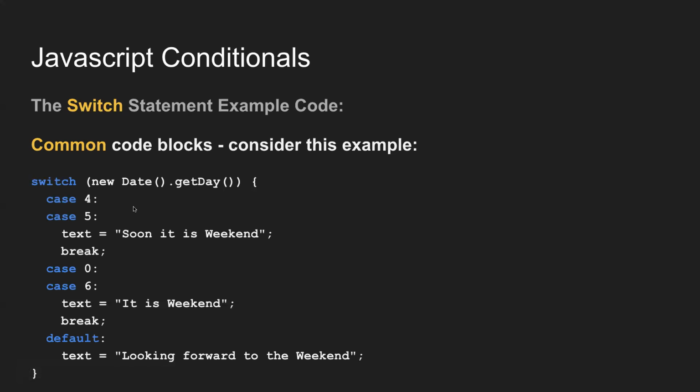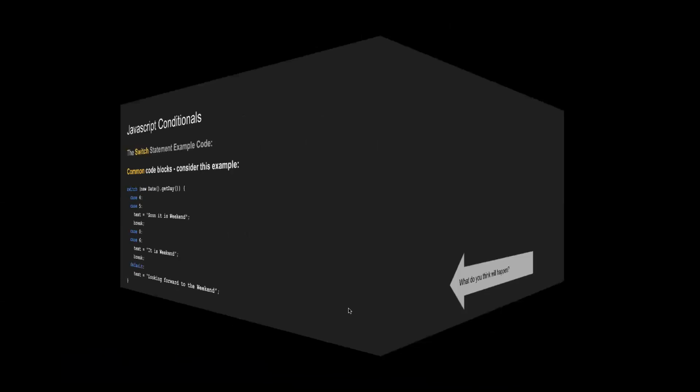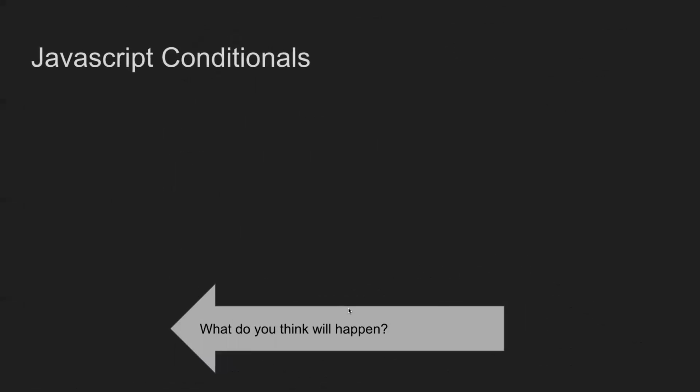But let's think about this. What if it was Wednesday? It would hit case 4, and there is no code block to be executed, and there is no break statement either. So where is it going to go? It's automatically going to go to the next one, case 5. It doesn't match. Case 0 doesn't match. Case 6, and then it'll go down to the default, "looking forward to the weekend." Right? Okay. So let's look at this code here.